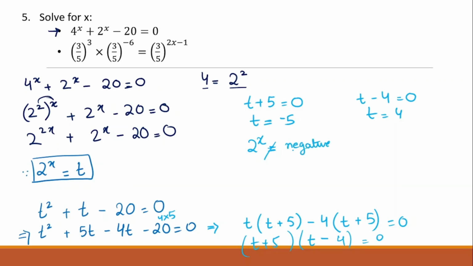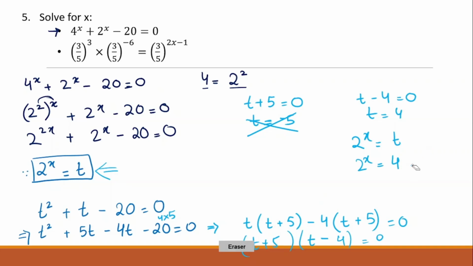So we will eliminate this. We will not take t equals negative 5, but here t equals positive 4. So we will take this. So t equals positive 4. If you see here, 2 to the power x equals t, we can just replace t with 4. So we can write 2 to the power x equals 4. Similarly, you can say 2 to the power x equals 2 to the power 2, right? Because 2 to the power 2 is basically the same as 4.